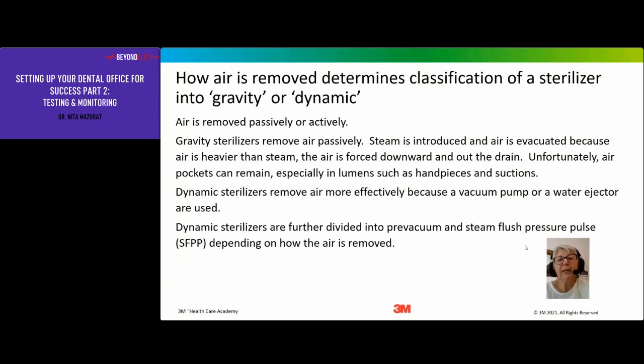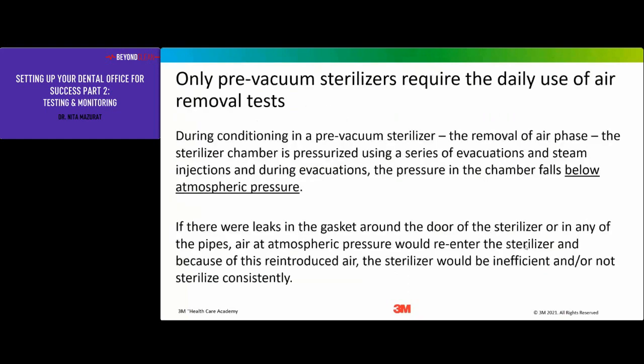Dynamic sterilizers remove the air more effectively because a vacuum pump or a water ejector is used. Dynamic sterilizers are further divided into pre-vacuum and steam flush pressure pulse, or SFPP, sterilizers, depending on how the air is removed. I frequently have discussions with people who say that steam flush pressure pulse sterilizers are gravity sterilizers. They're not. Don't get caught into that discussion. They are dynamic sterilizers. I can't emphasize enough, you need to know what kind of a sterilizer you're using.